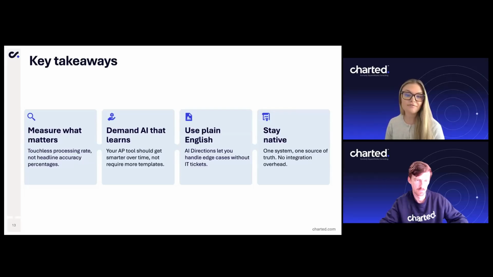And then stay native. So one system, one source of truth, no integration overhead. You guys are most likely already using NetSuite as your ERP and your source of truth. So why not automate your AP process inside of the system and leave out that integration tax that we spoke about?